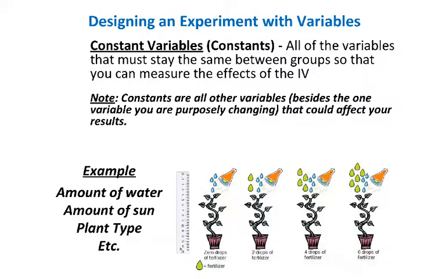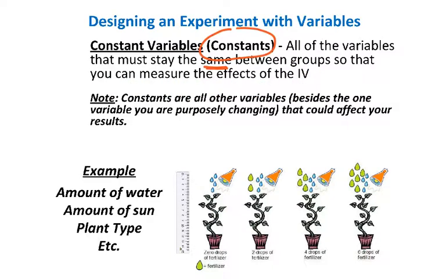Designing an experiment with variables. Okay, so we've talked about independent variables, we've talked about dependent variables. Now I want to talk a little bit about constant variables, and oftentimes we will just call them constants, okay? Constants are all of the variables that must stay the same, I'm going to underline that, same, between groups, so that you can measure the effects of the independent variable, right?